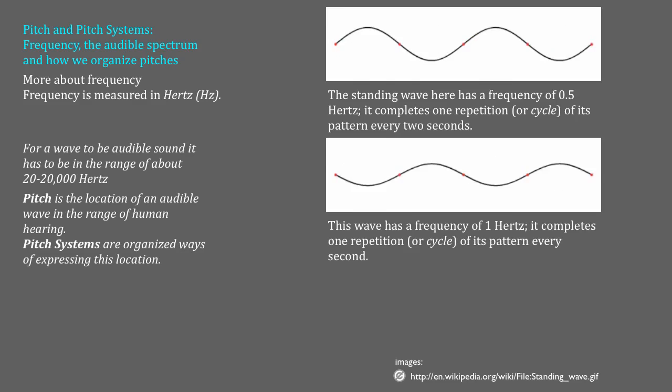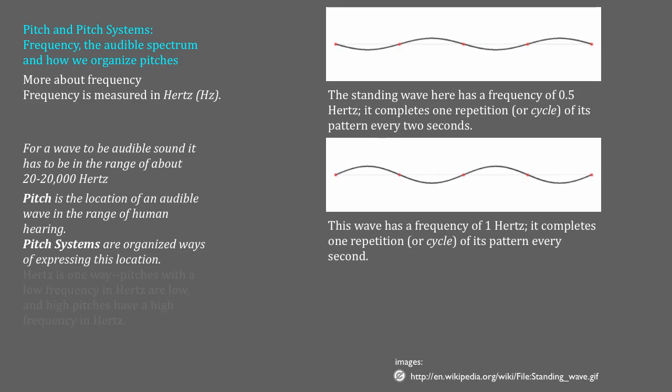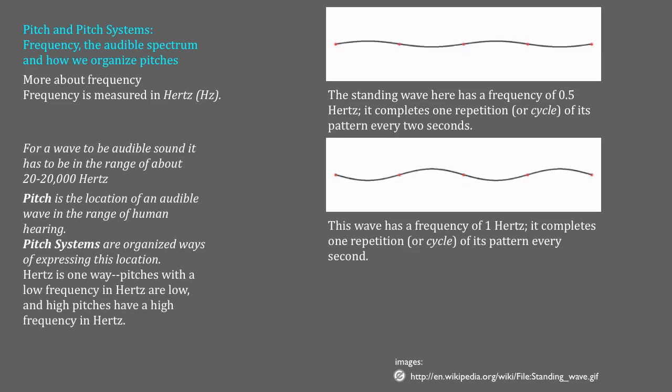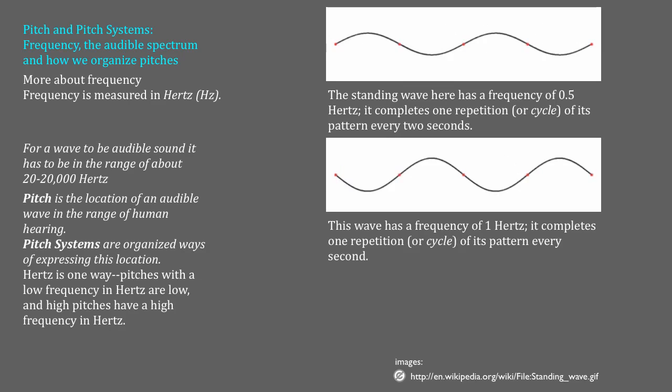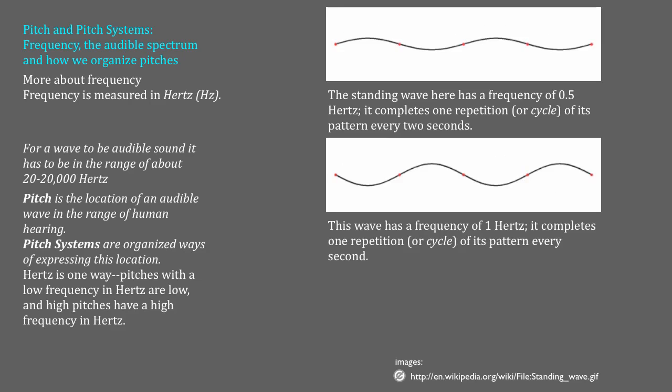A pitch system, which is what we have with Western tonal music and the tonal organization of other cultures, is an organized way of expressing the location of a pitch within the range of human hearing. Hertz is one way to express a pitch system. Pitches with a low frequency in hertz are low, like this 27 hertz.